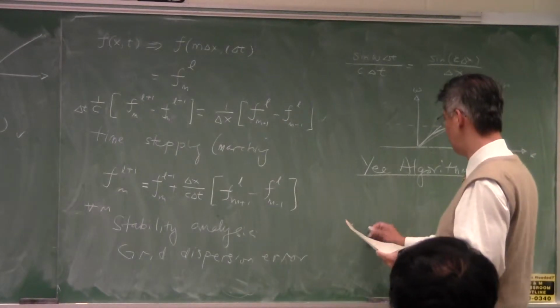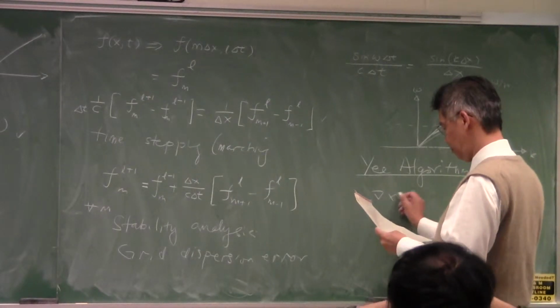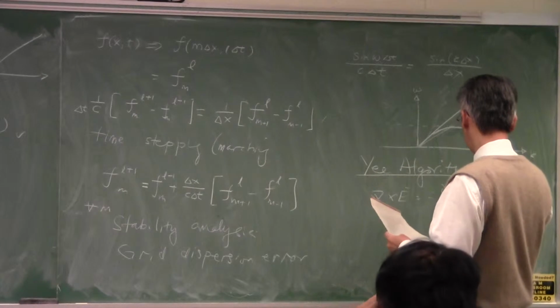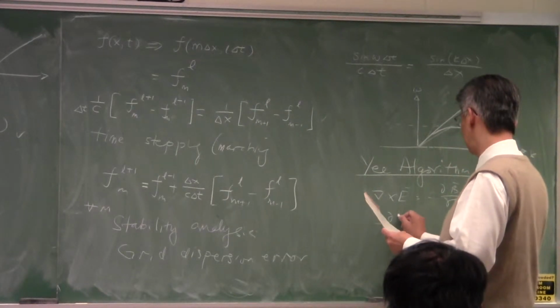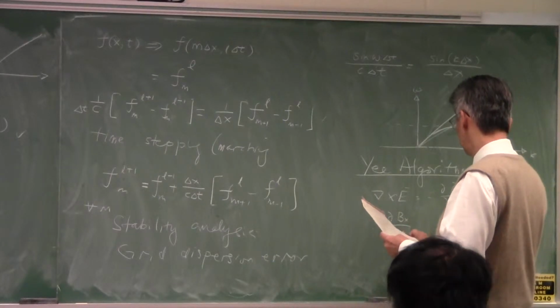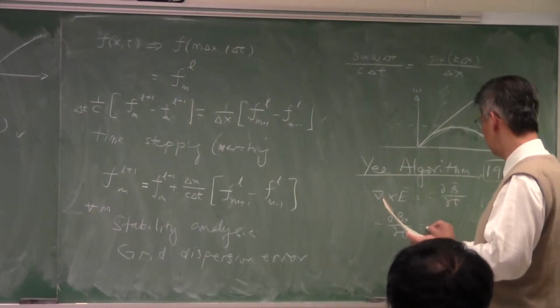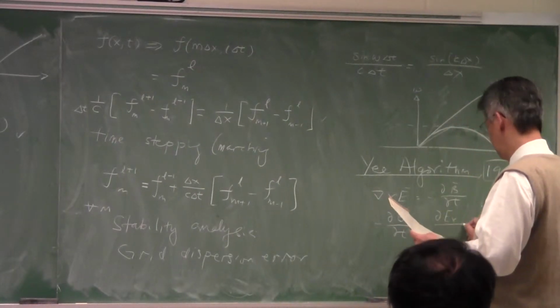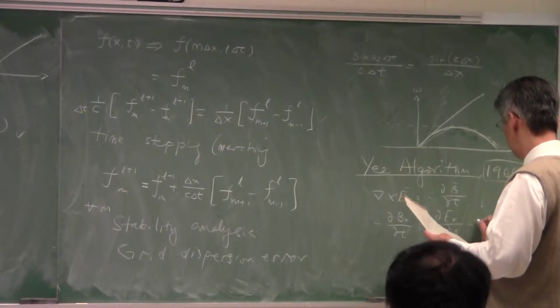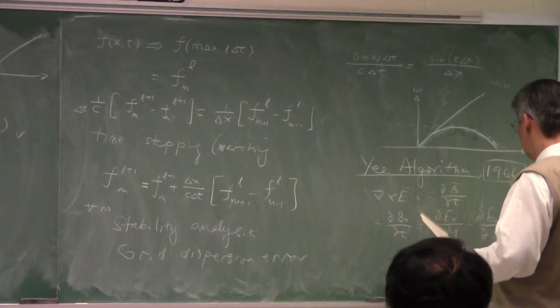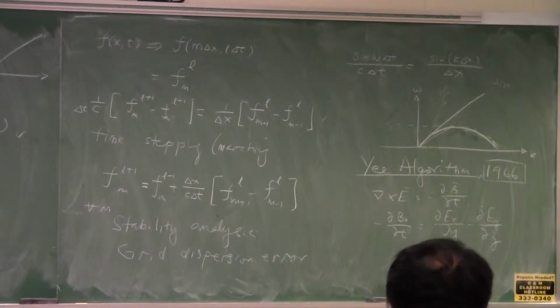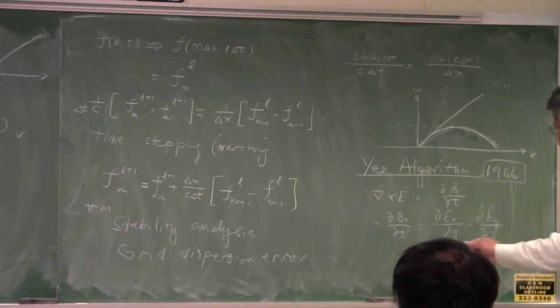Essentially, if you start with Maxwell's equation, curl of E is equal to minus dB/dt. If I just take one component of this equation, say the x component, I will have an equation that looks something like this. Okay? And how do I implement this?